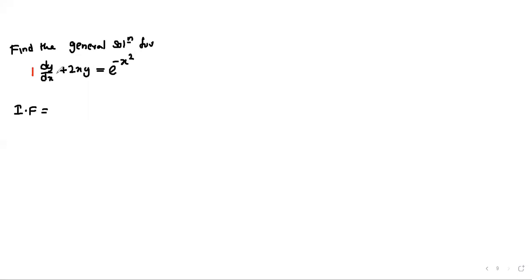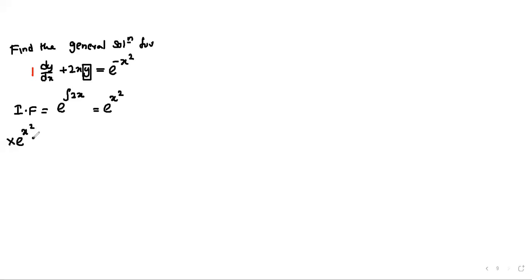Then from the other term, joined with this dy by dx, isolate y. What would be the remaining term? The remaining term is 2x. Therefore, you can write the integrating factor would be e to the power integration of 2x. Right. What would be the integration of 2x? e to the power x squared. Right. Now multiply this whole expression with this integrating factor.